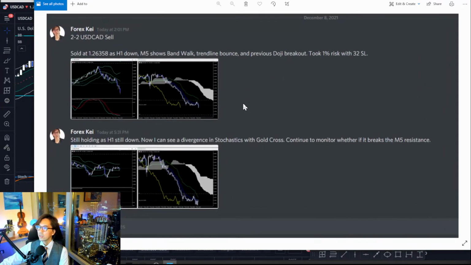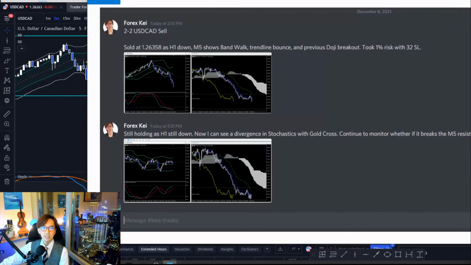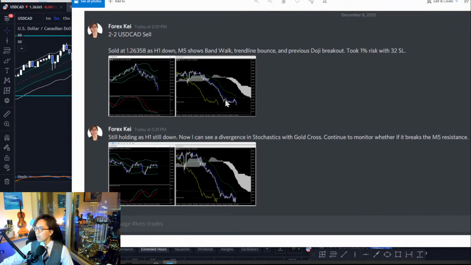Hold on, let me enlarge. Also, about 30 minutes before the live stream started, I posted this one: still holding as the 1-hour chart is down. Now I see divergence in stochastics with a gold cross. Continue to monitor whether it breaks the M5 resistance. That's something I'd like to talk about.